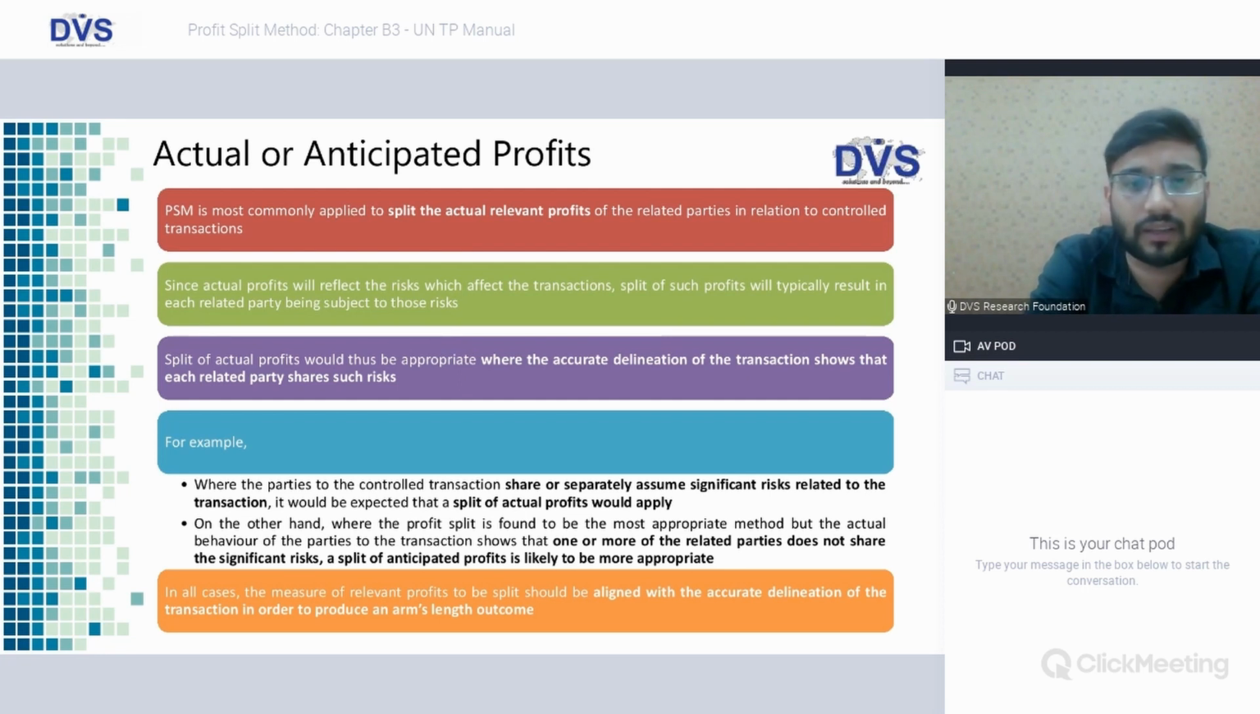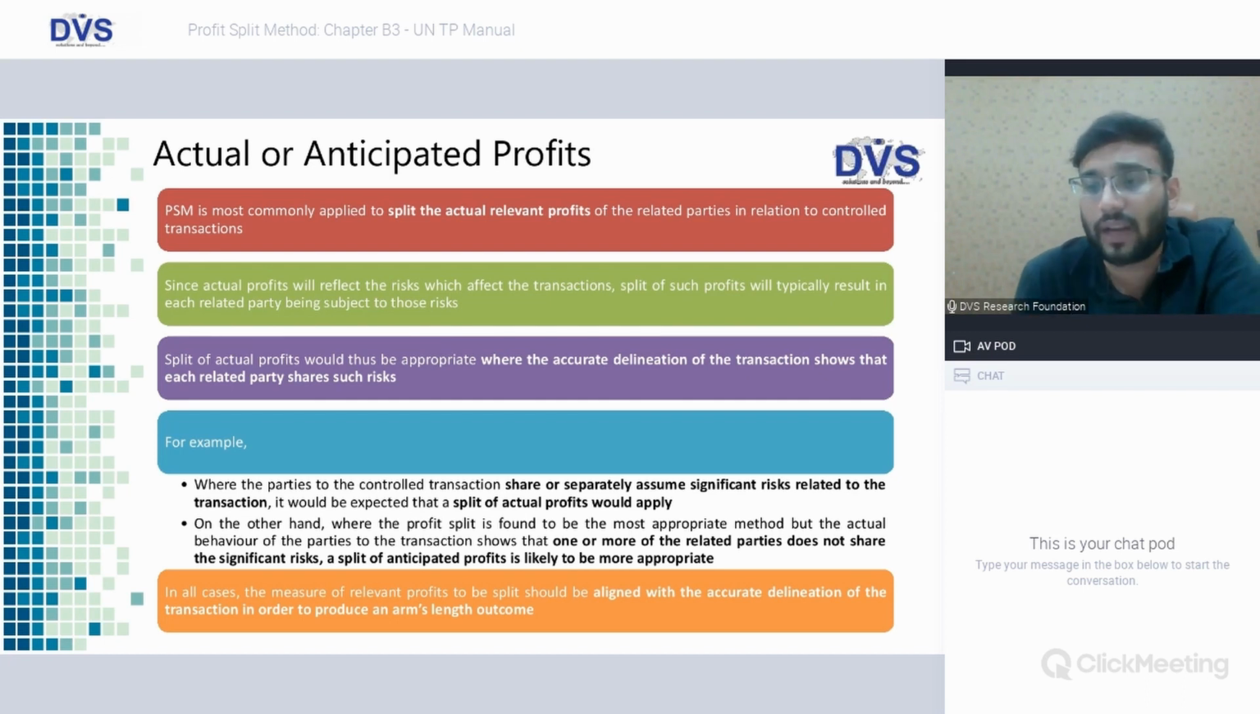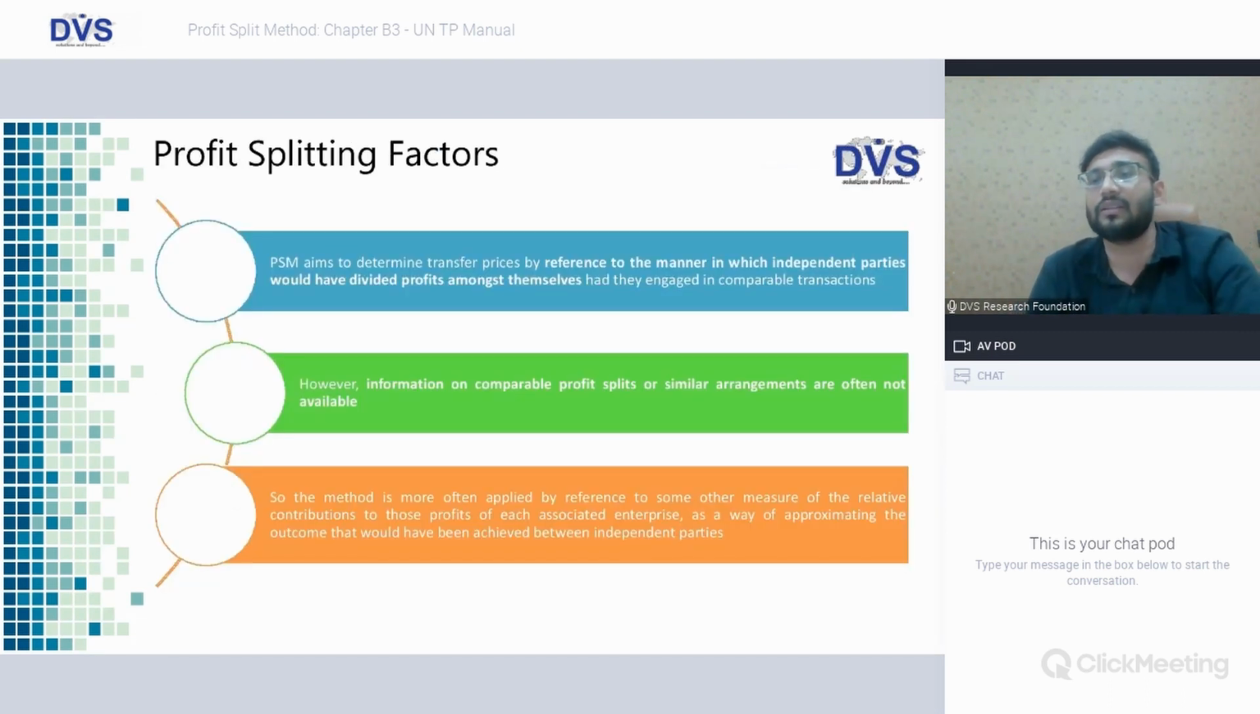Actual or anticipated profits. So again, whether we need to consider the actual or the forecasted profit. PSM is most commonly applied to split the actual relevant profits. Since actual relevant profits would reflect the risk which affects the transaction, a split of such profits will typically result in each party being subject to those risks. Split of actual profit would thus be appropriate where the accurate delineation of the transaction shows that each party shares such risk. So, actual profit vis-a-vis anticipated profits, it's better to use actual profits. The measure of relevant profit to be split should be aligned with the accurate delineation. So whoever has performed what functions, the profit should be allocated on that basis, and it cannot be a haywire allocation. There has to be some logic, some rationale in splitting the profits.